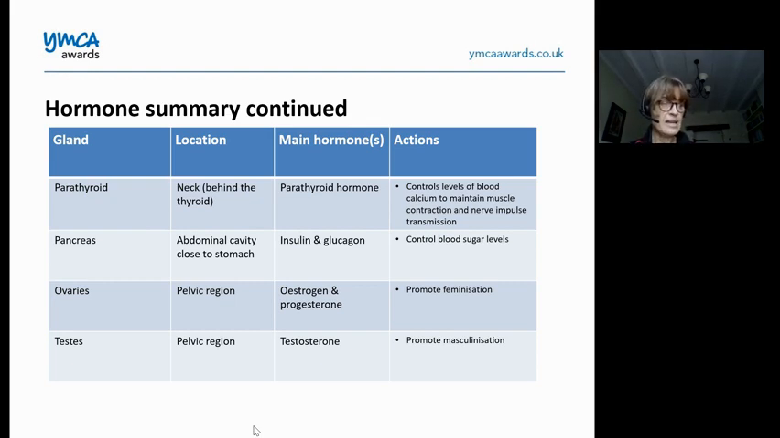And then finally, we're looking at the testes, which are actually situated, as you know, outside the male pelvic region. And they secrete the really powerful hormone testosterone. And this is a powerful anabolic hormone which promotes all the characteristics of masculinity. And examples of that are your increased muscle size, increased body hair, decreased body fat, and also increased red blood cell count.